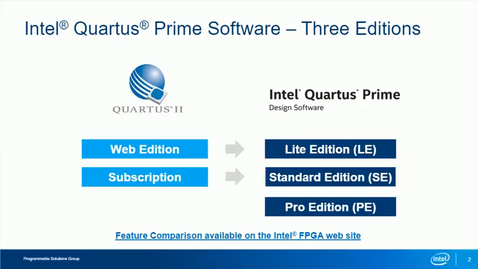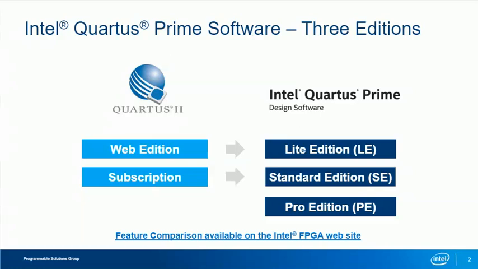Starting with version 15.1, the Quartus II software is now known as the Intel Quartus Prime software. There are three versions or editions of the Quartus Prime software: Lite, Standard, and Pro. The Lite edition is similar to the Quartus II Web edition. It can be downloaded and used without a license, but has limited device support and does not include all the features of the other editions.